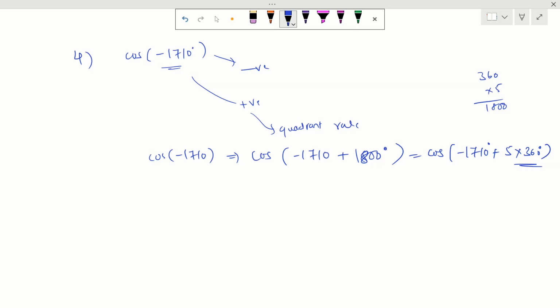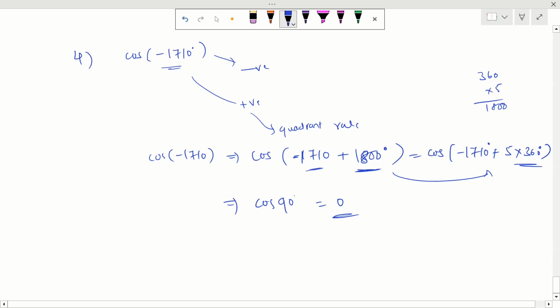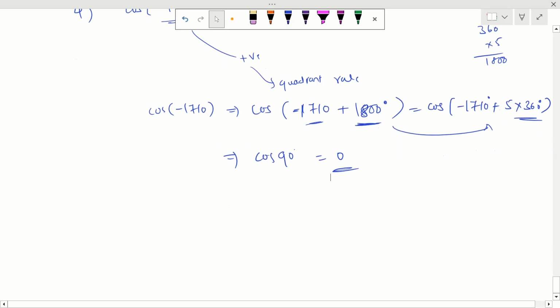We have to remove 1710 from a bigger positive number. Now we can write it in this form. 1800 minus 1710, then we get 90 degree. Cos 90 degree. Cos 90 is what? 0. Understood? So when a negative value is given, we have to use this formula.